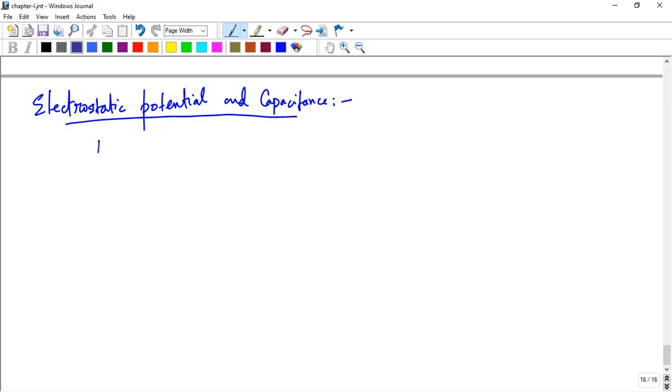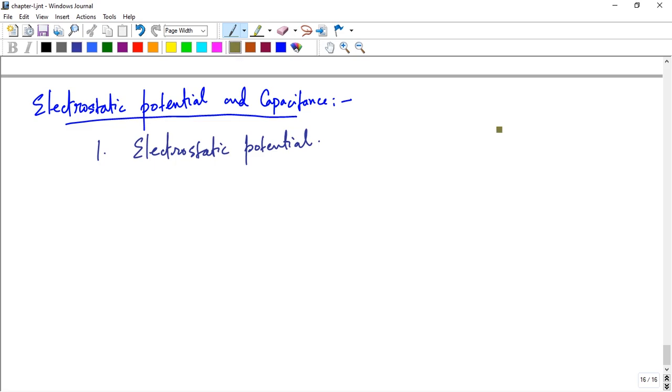First concept we discuss is electrostatic potential. Okay. So the definition: electrostatic potential, say the capital V represents the potential and small v represents the velocity. At a point, it is the work done by an external agent in bringing a unit positive test charge from infinity to that point without any acceleration.